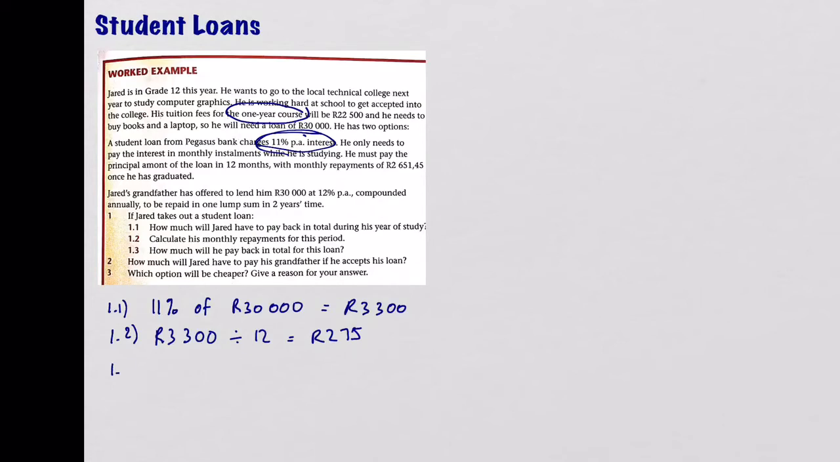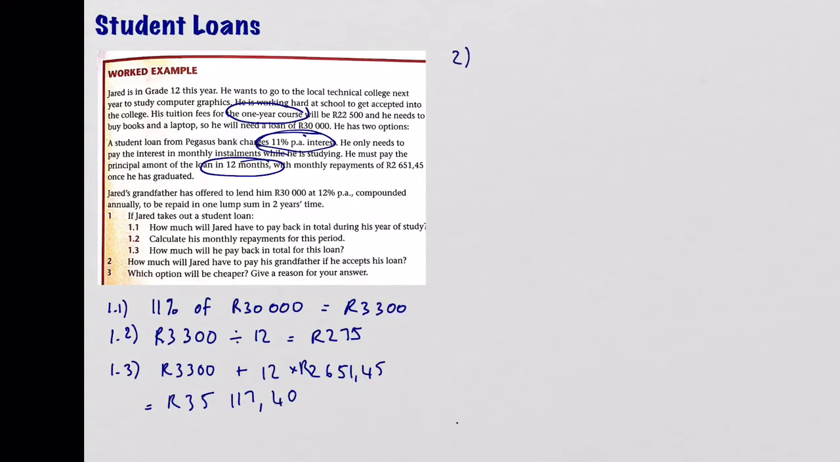1.3, how much will he pay back in total for his loan? So for the first year, he pays 3,300 Rand in interest. And then for the second year, remember, he must pay the principal of the loan in 12 months. So then that's the second year. After he's finished his course, there are 12 payments of 2,651 Rand and 45 cents. So if we add the 3,300 Rand and the 12 installments of 2,651.45, we get 35,117 Rand and 40 cents.